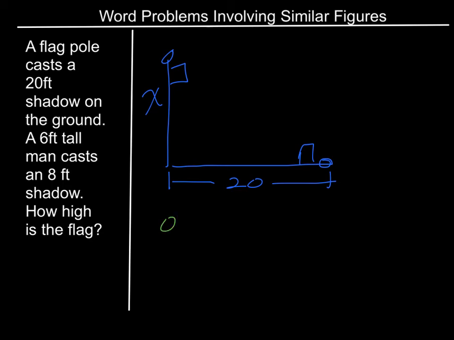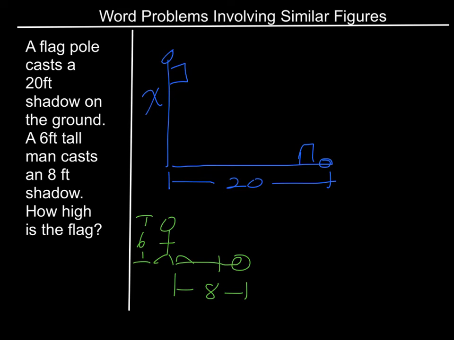standing here. There he is. Call him a little Martian. And he casts a shadow, and that shadow from here to here, it tells me, is 8 feet. And then they also tell me that his height is 6 feet. Okay, now the question is, are these two shapes similar?